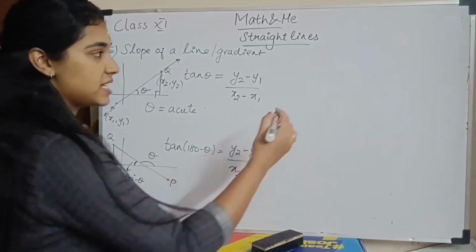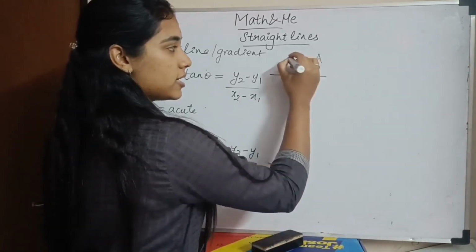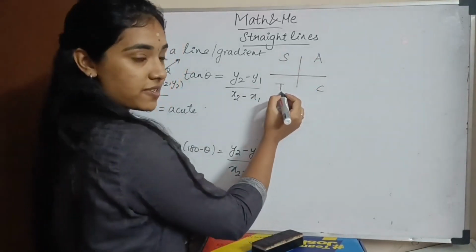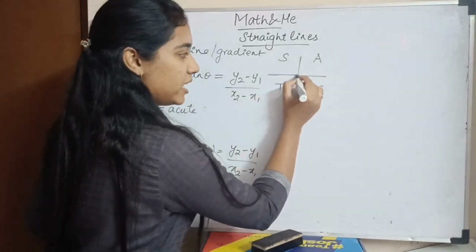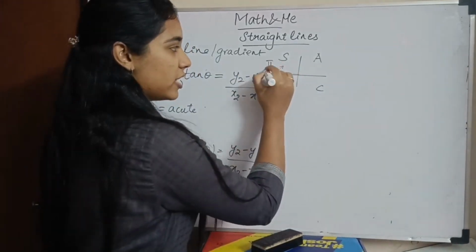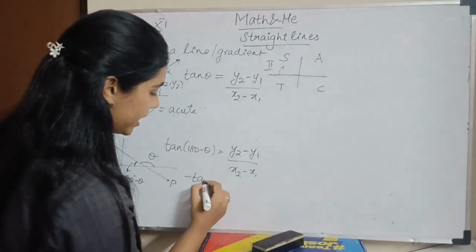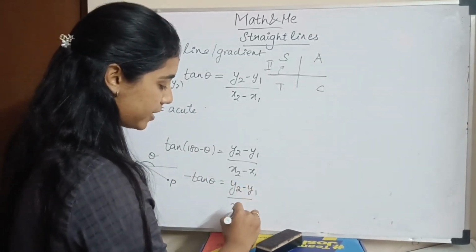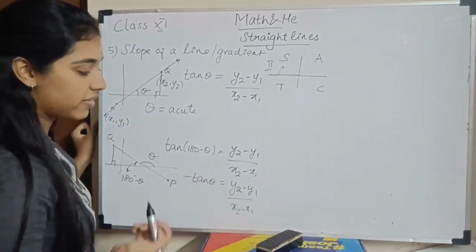What is tan of 180 minus theta? You know this is the first quadrant, second quadrant, third and the fourth quadrant. All Silver Tea Cups. In the first quadrant, tan is positive. 180 minus theta means the particular angle lies in the second quadrant, where tan is not positive. So tan of 180 minus theta is nothing but minus tan theta, which is y2 minus y1 divided by x2 minus x1. So tan theta is nothing but minus of y2 minus y1 divided by x2 minus x1.